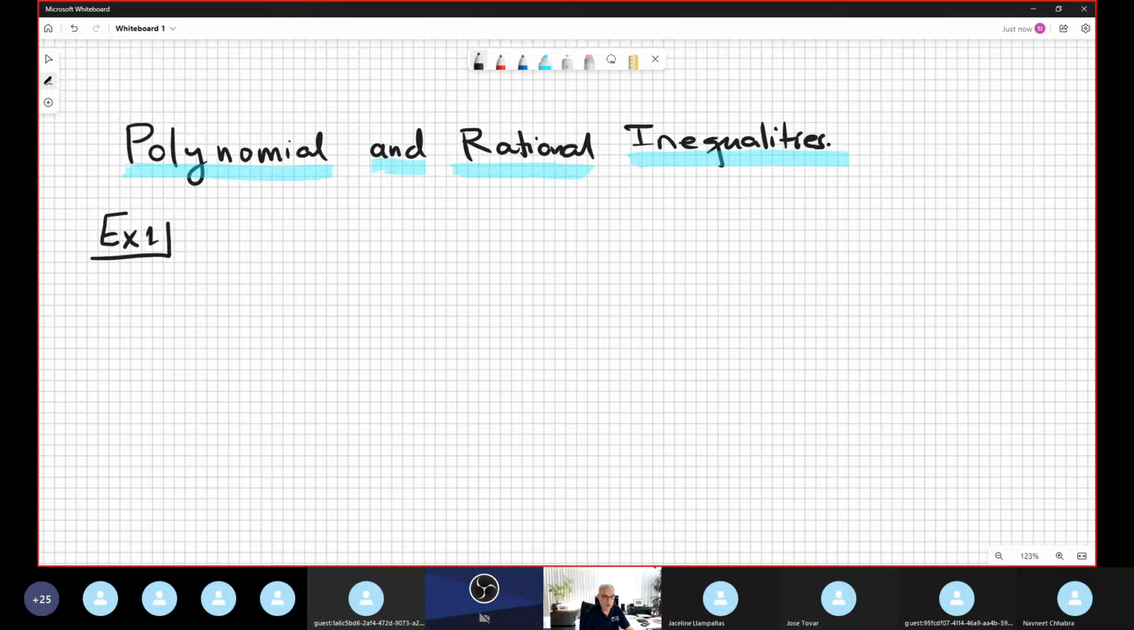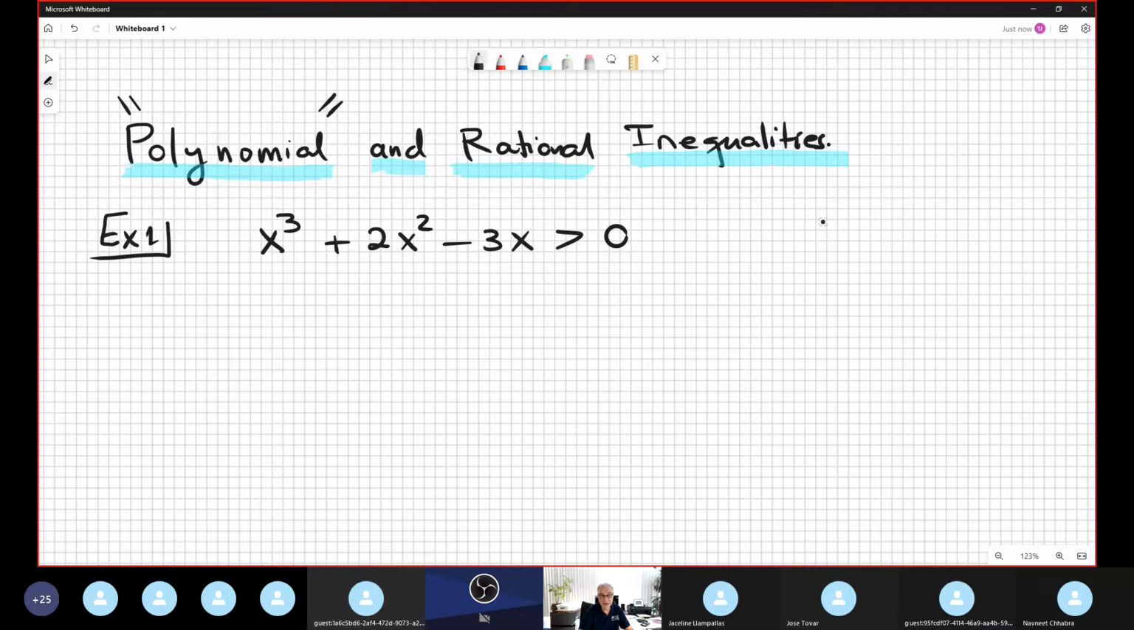Example one is about polynomials. For the moment, the polynomial is x cubed plus 2x squared minus 3x is greater than 0. Okay, this is non-linear. This is a polynomial, degree 3.